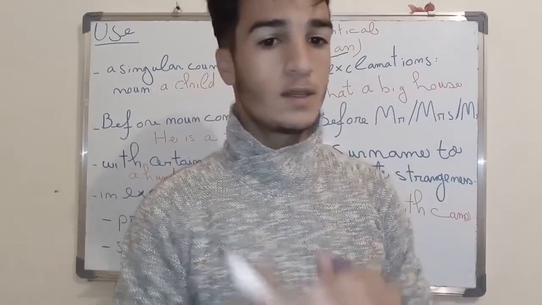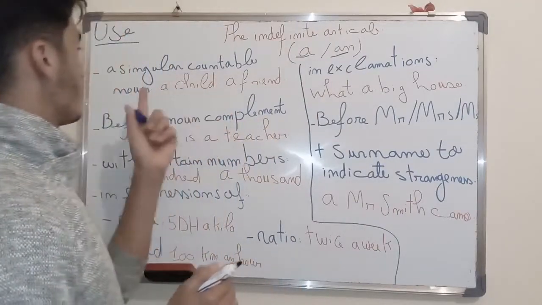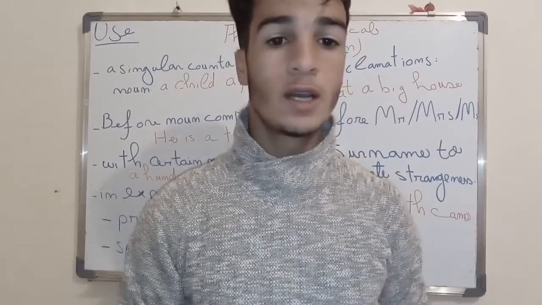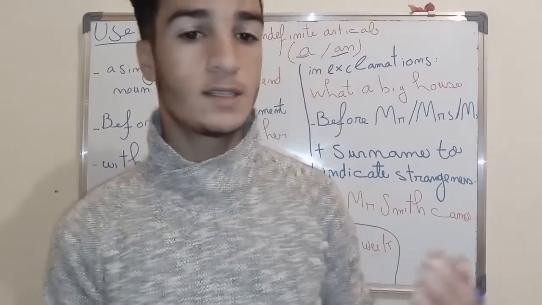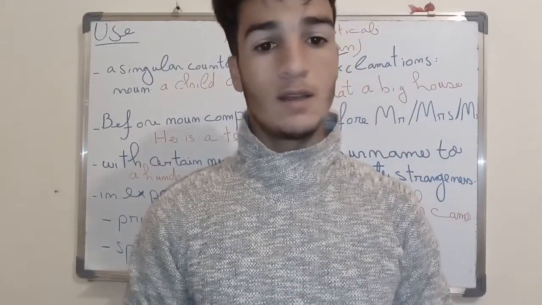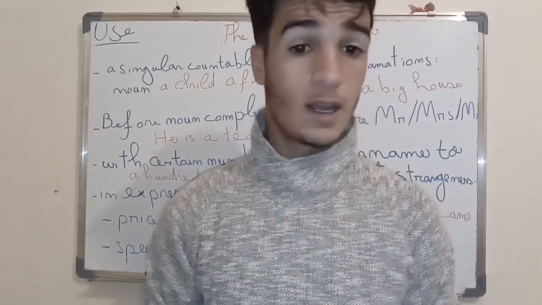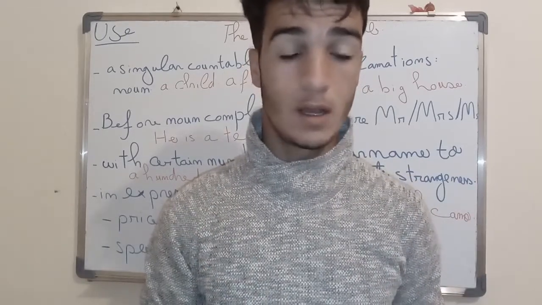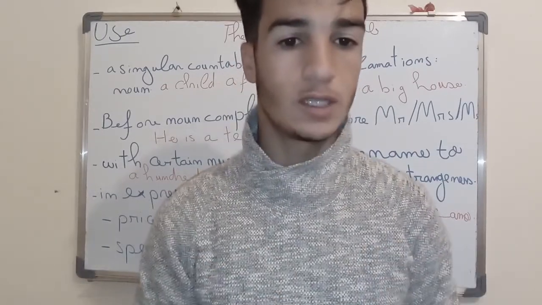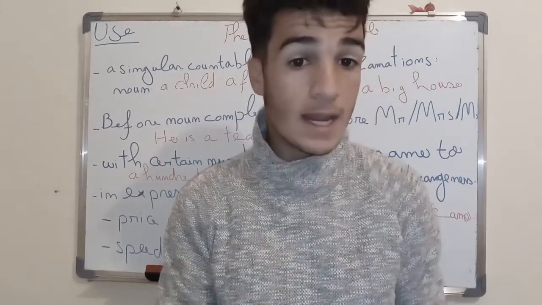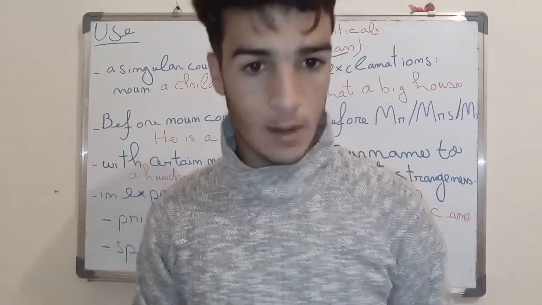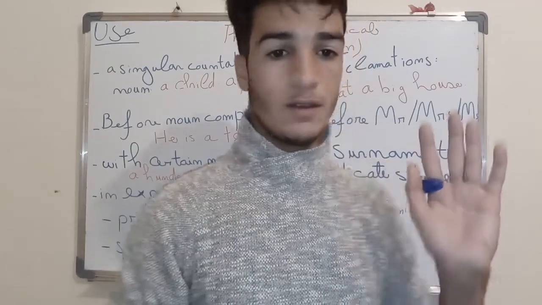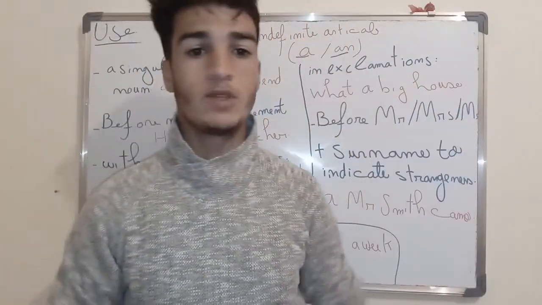So let's see the first case, which is a singular countable noun. We use the indefinite article before a noun which is singular and countable. What does that mean? It means that the noun before which the indefinite article comes should be singular. It means one, not more than one. And countable means that we can count it. We can know how many that noun can be.